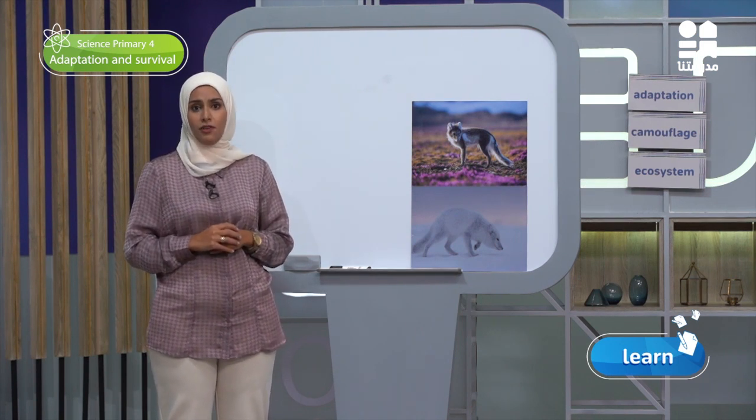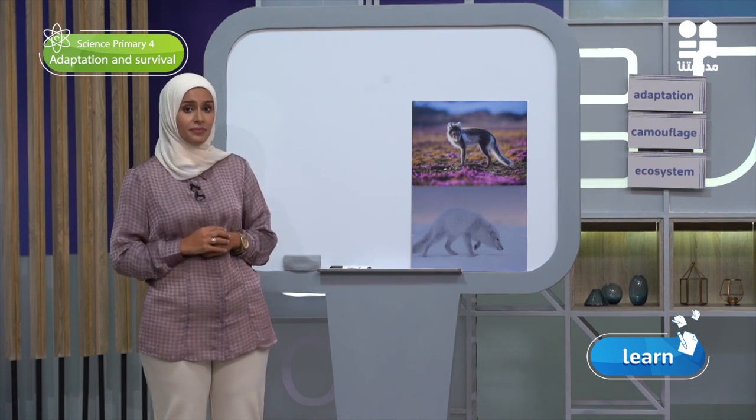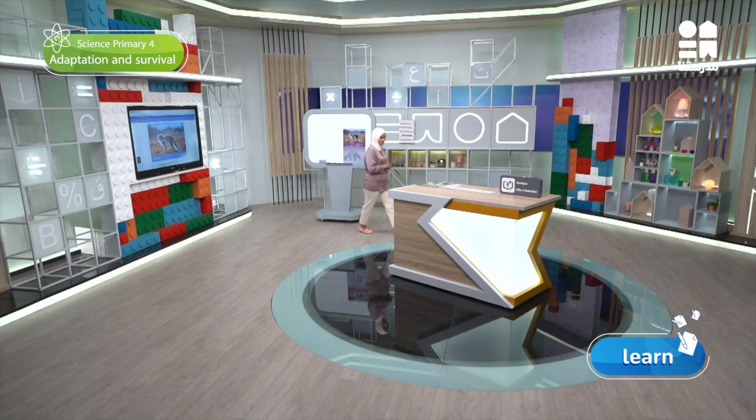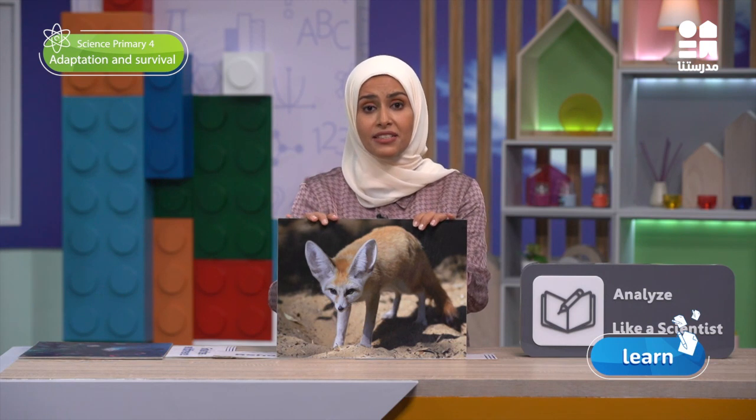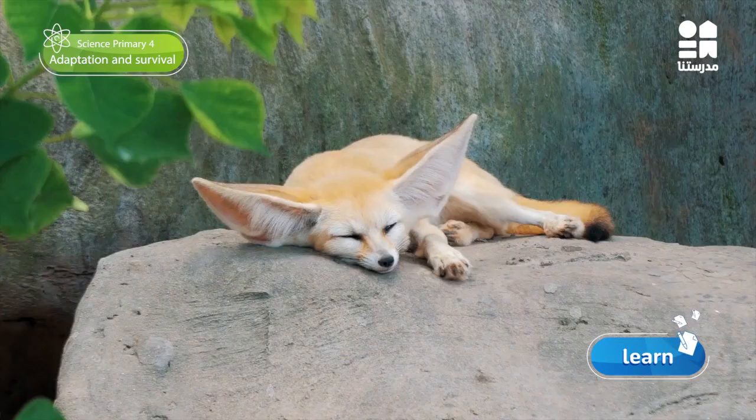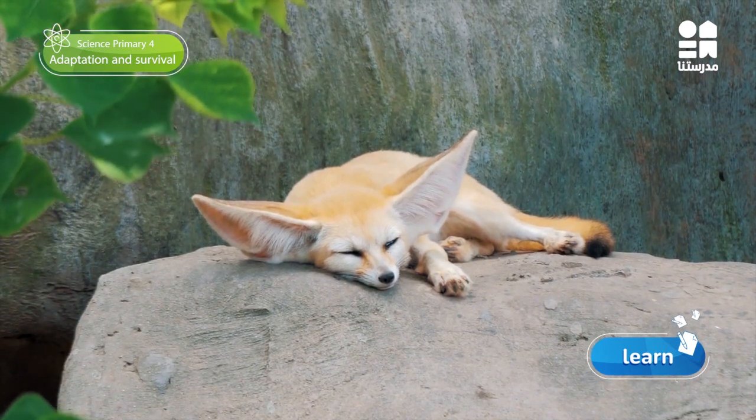What about the Fennec Fox? How does the Fennec Fox adapt to survive in the desert? The Fennec Fox adapted to the desert with its big ears. Why isn't the Fennec Fox's ears as big as the Arctic fox's?